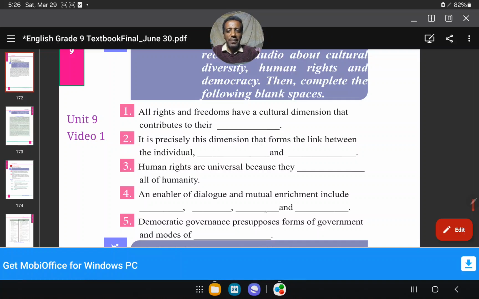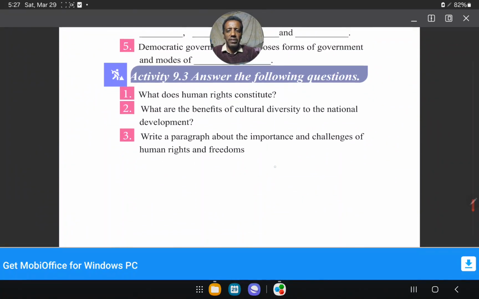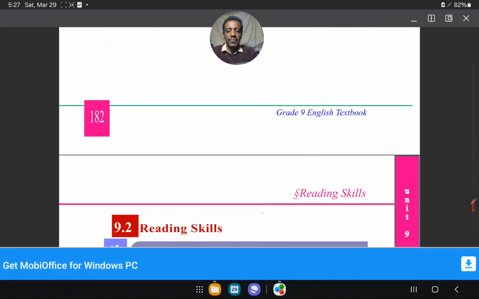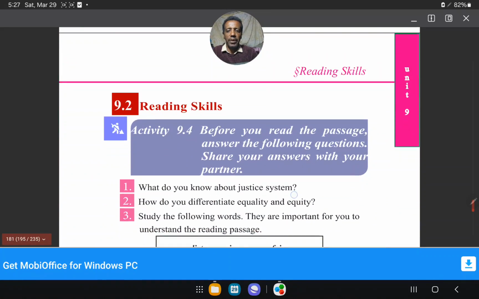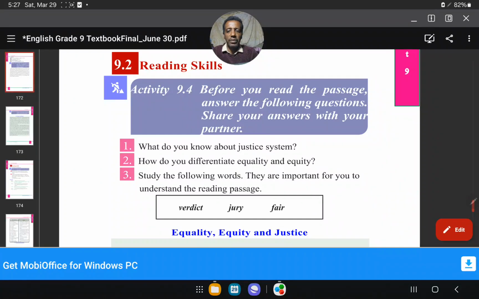Now next it is time to see what does human rights constitute. እንግዲህ እነዚህን ጊዜ ስለሌለን ወደ ቀጣዩ ታፒክ እንሄዳለን ማለት ነው ተማሪዎች። ሪዲንግ ስኪልስ። አሁን ደግሞ ከእናንተ ቴክስት የወጣውን አብረን እናያለን ማለት ነው። what do you know about justice system? justice ምንድን ነው? ወይም ፍትህ ሲባል ሰምታችኋል። ስለዚህ verdict, jury and fair እነዚህን እናያለን። ከዛ በፊት ግን I want to show you some words extracted from the listening text. Let me show you.